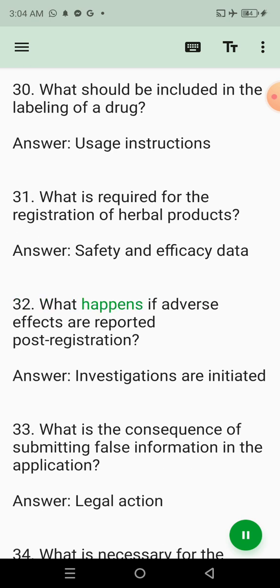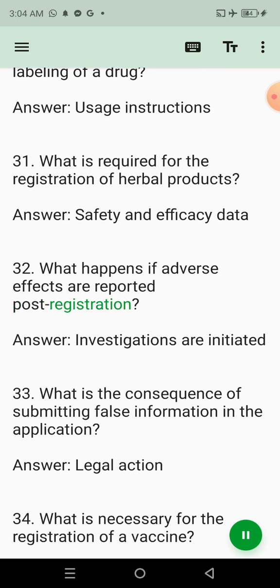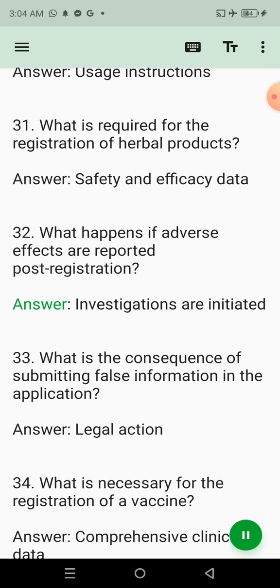32. What happens if adverse effects are reported post-registration? Answer: Investigations are initiated.